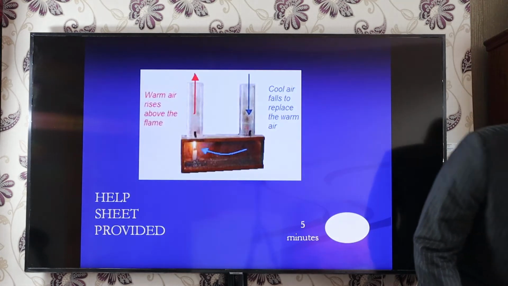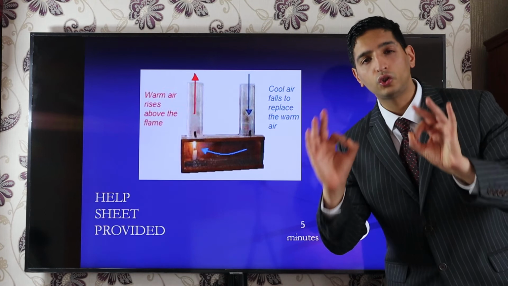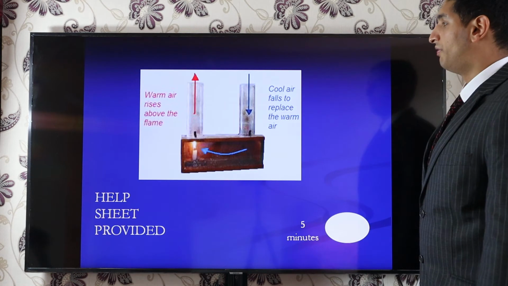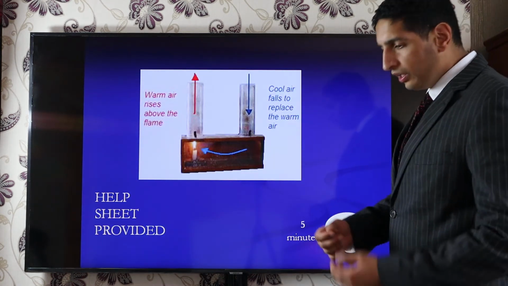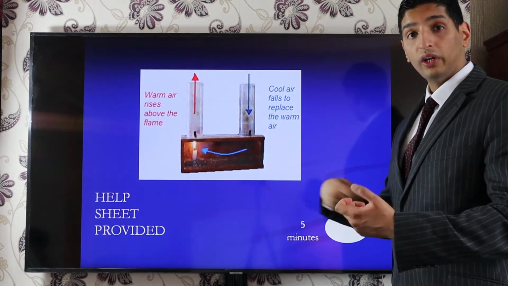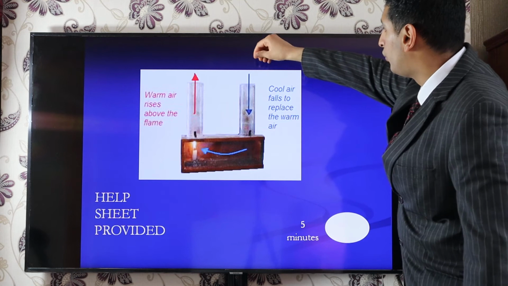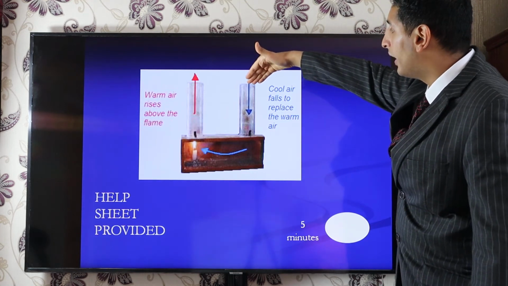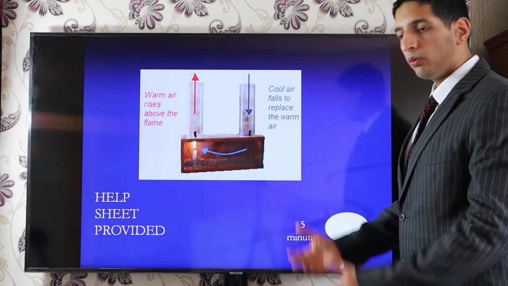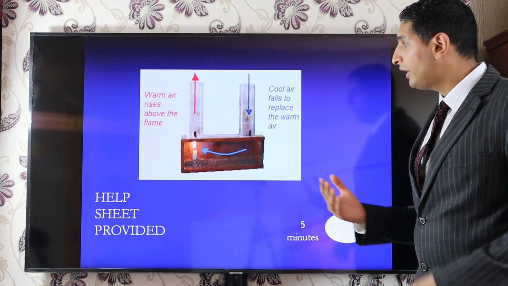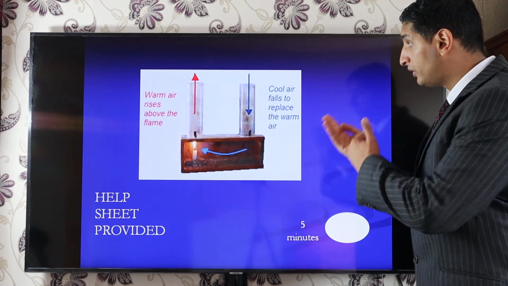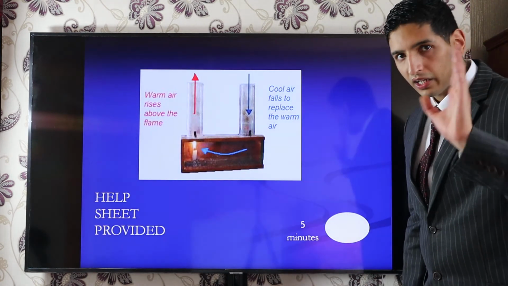This is a fantastic way of showing convection. Take a box that looks like this. It's called a convection box. Light up a piece of paper, shake it off so it's not on fire anymore, and put it on top here, and cold air goes down. When it goes to the candle, it heats up and makes the air hotter, and hot air rises. These are convection currents. This happens in our living rooms, believe it or not, and I'll tell you how.